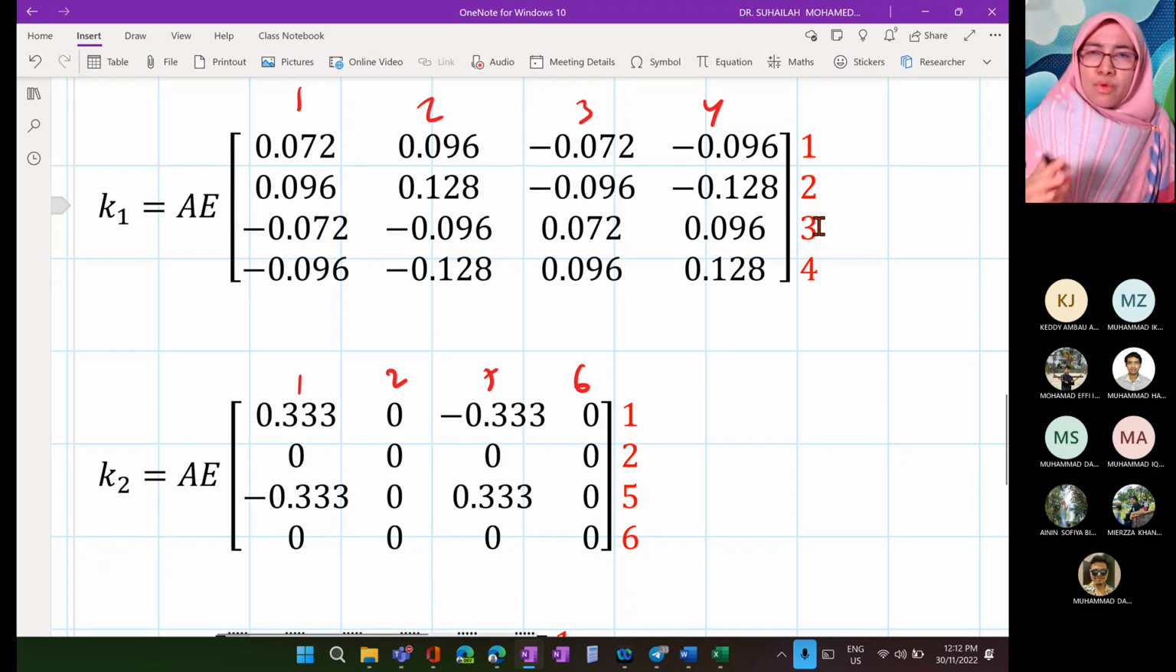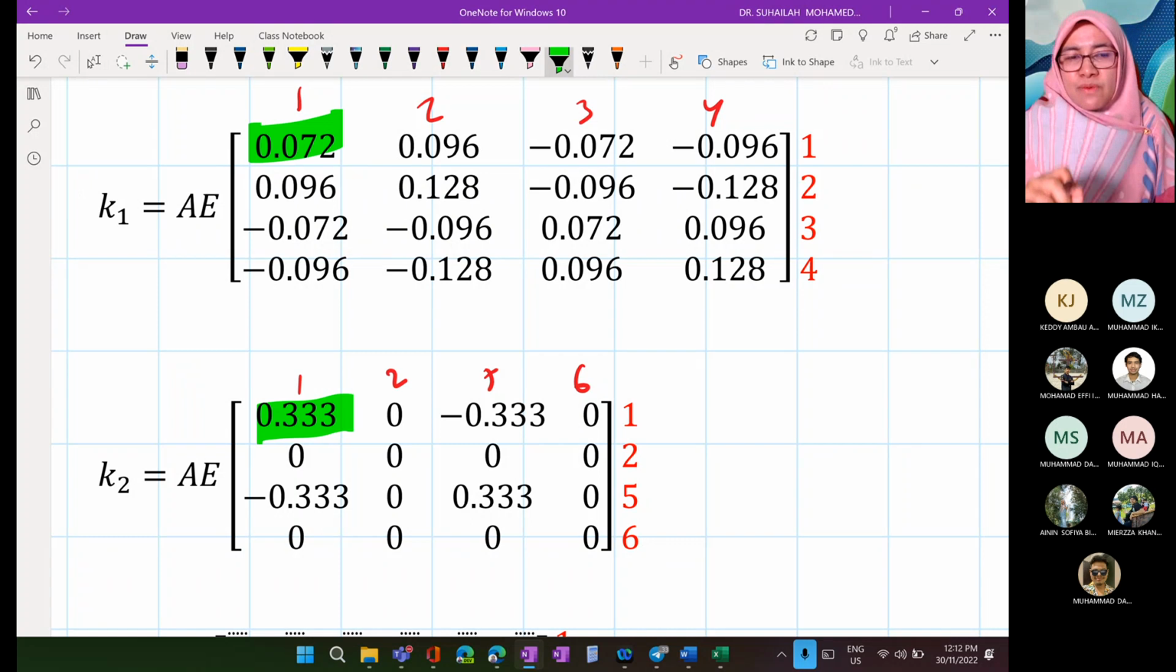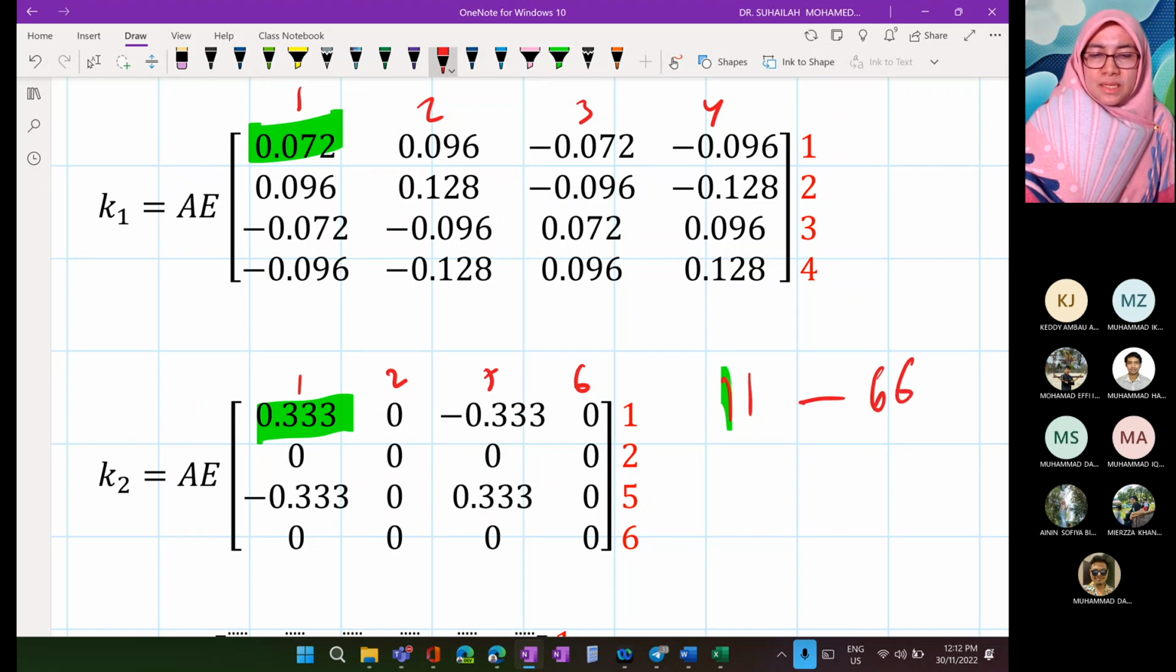Do you get what I mean? We want to find the value 1, 1 until 6, 6. We find the value from K1 until K2. So please find the value at position 1, 1 from K1 plus 1, 1 at K2. Find the value and total. It is just simple mathematical calculation. 1, 1 means this one plus this one. So please find each value from 1, 1 until 6, 6.